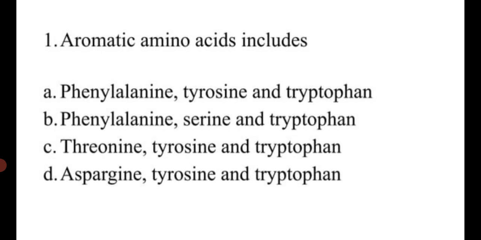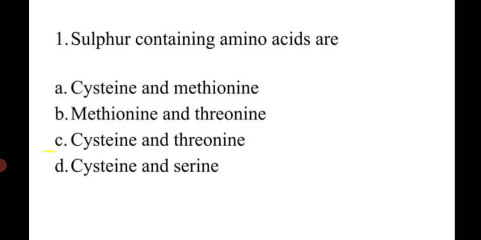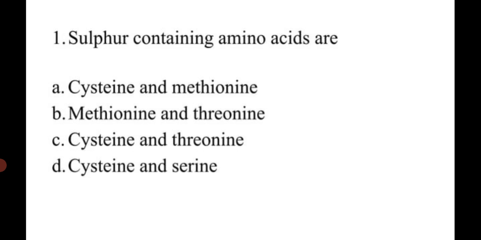The correct answer for this question is option A, phenylalanine, tyrosine and tryptophan. These are the aromatic amino acids. Then the sulfur containing amino acids are cysteine and methionine. These two are sulfur containing amino acids, and they are useful for maintaining secondary structure by the formation of disulfide bonds.